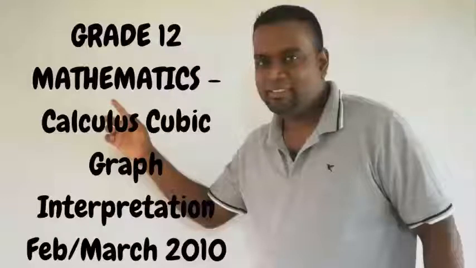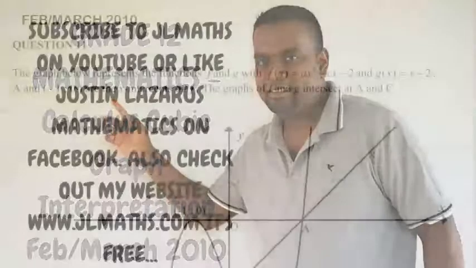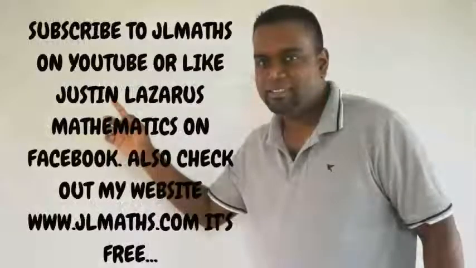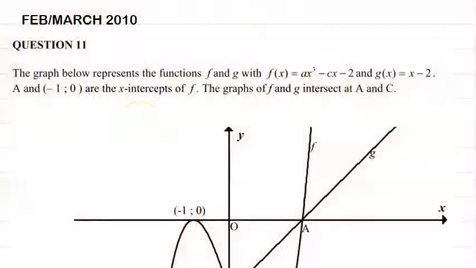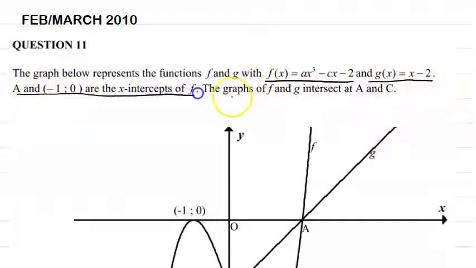In this video we're going to be looking at calculus graph interpretation. We're going to be looking at a question from the February-March 2010 paper, and in that particular paper, let's read the question. It says the graph below represents the function f and g. So there's two functions given to us. F is a cubic function and g is a straight line function, g of x equals x minus 2. A and minus 1 and 0 are the x-intercepts of f. The graph of f and g intersect at A and C.